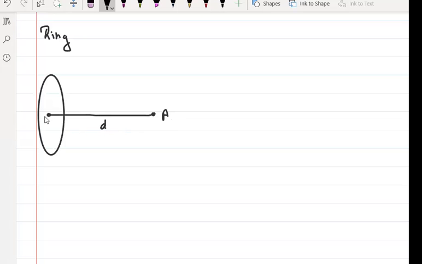Again, we have to write basic formula. Yes or no? We have to write basic formula. Start with writing basic formula. Okay, so basic formula is what? g is equal to capital G M by R square. Right, everyone? Right?